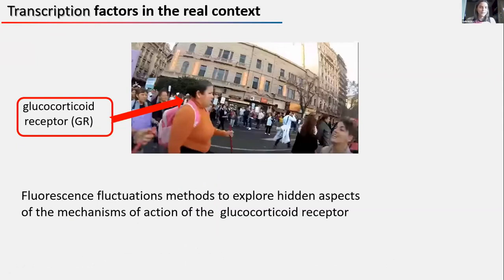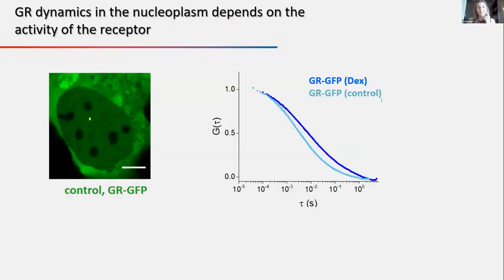What happens when you do this kind of experiment with the transcription factor? Can we obtain information regarding how this transcription factor is moving in the cell? These are, for example, representative experiments we obtained in these FCS experiments of the GR. Here is just a cell that was transfected with GR TFP. This is a control cell, not stimulated. This point represents the point where you focus the laser. And this is more or less a correlation curve you obtain in control conditions.